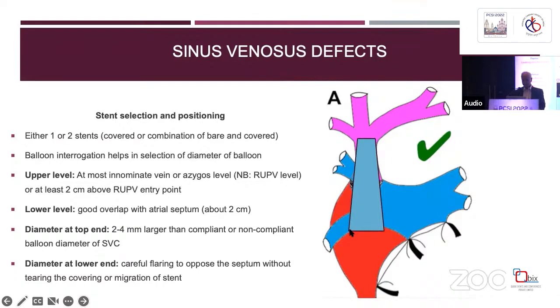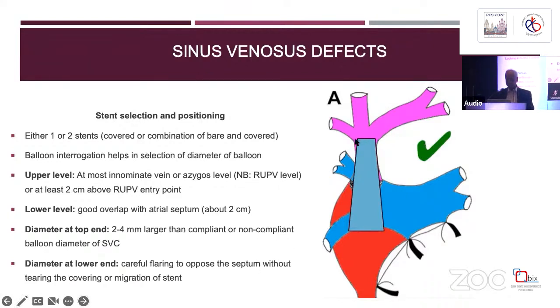The lower level needs to overlap with the atrial septum by at least 2 centimeters at the start, because during the procedure we flare the stent, which results in shortening of the stent. And so if you don't have that 2 centimeter overlap with the septum, then there is a risk that the stent will shorten too much and leave a residual shunt.